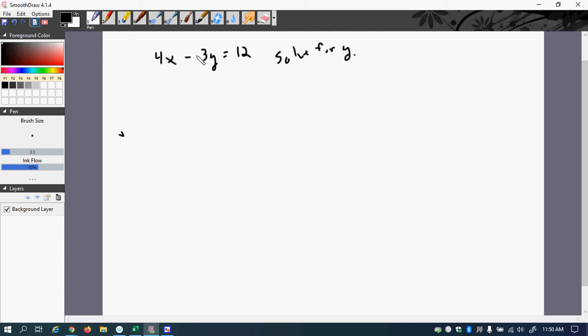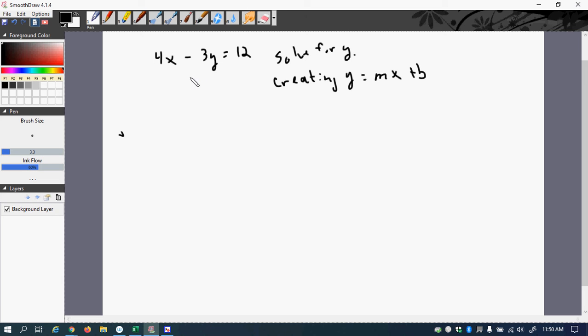I want y by itself, basically. I want to get rid of the 4x, put that to the right, and then also get rid of the negative 3. So basically what I'm doing is creating the y equals mx plus b form, which is the slope-intercept form. We're going to be doing that a lot down the road anyway, so it would be wise to really pay attention to this and ask any questions that you might have.